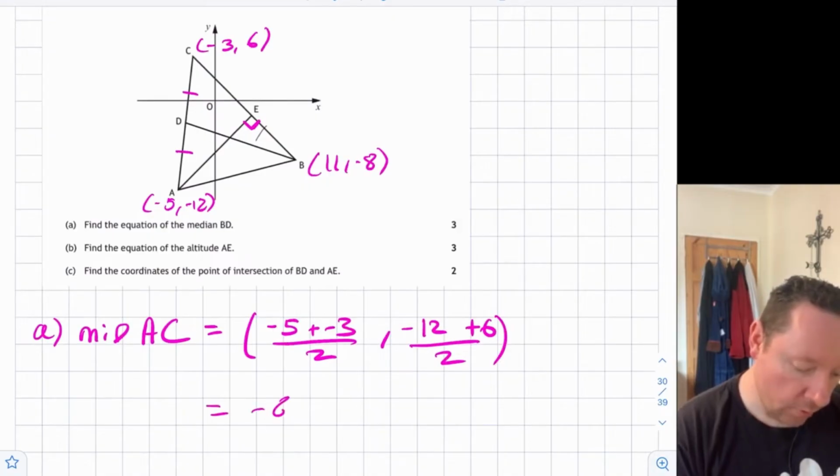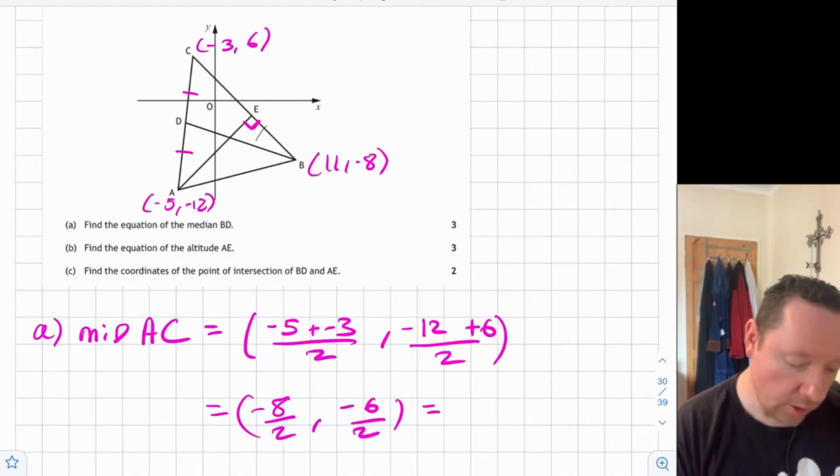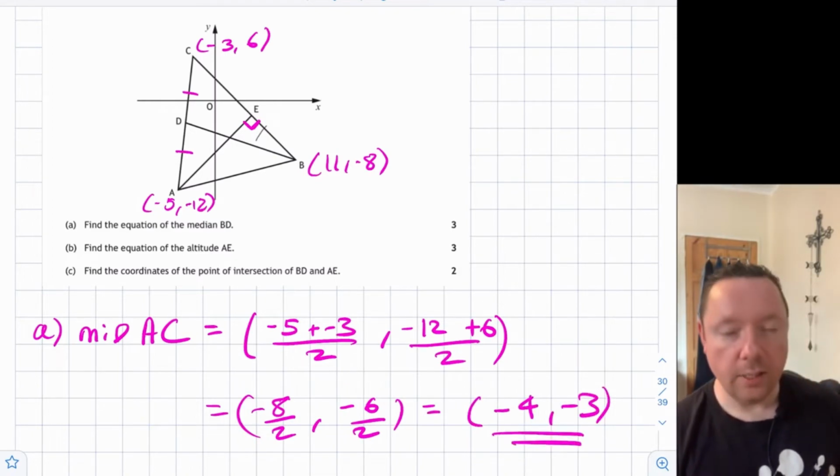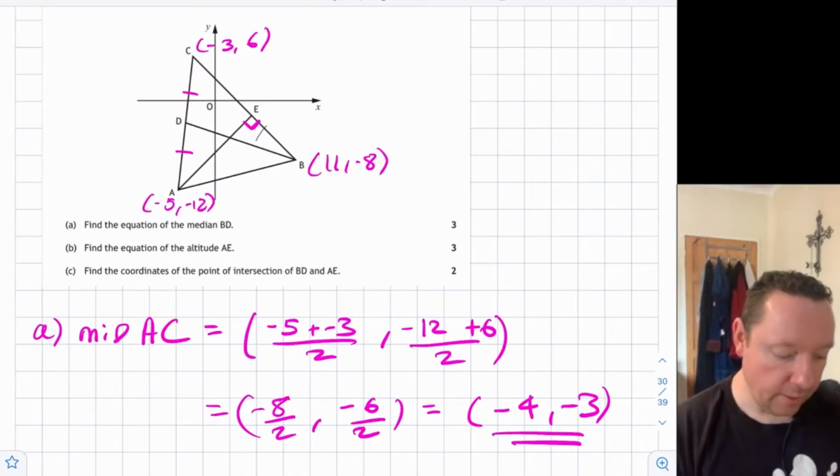That's -8 over 2 and it's -6 over 2, which is equal to -4, -3. There's our key point. We've got our midpoint. We now need to work out the gradient of our median.